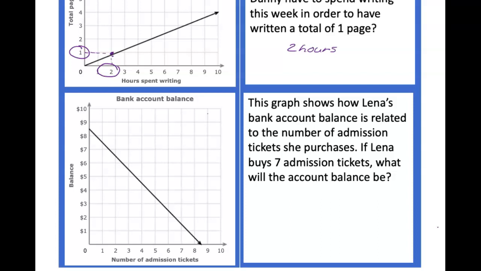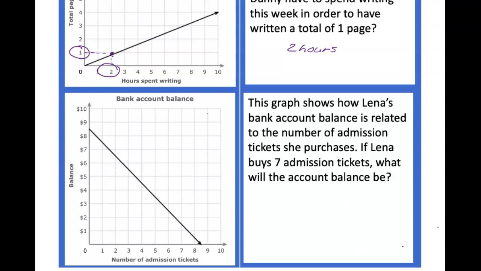I have a bank account balance. All right, and in this bank account balance, it says the number of admission tickets, and then over here it says the balance in my account. Well, think about that just for a second. The number of admission tickets. So apparently, I'm going somewhere, right? So I'm purchasing some tickets. And that makes sense because as I purchase more tickets, my account keeps going in a negative direction, right? I'm losing money out of my account because I'm purchasing something. Okay, that makes sense. Now I see why it's headed in a downwards direction.